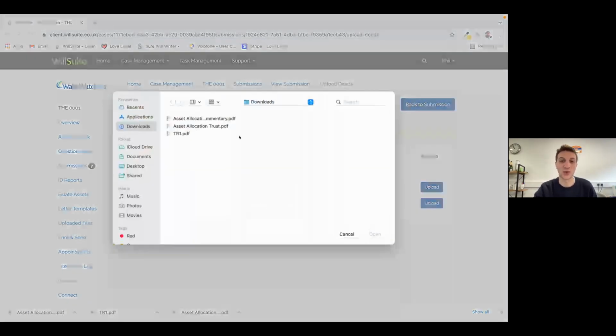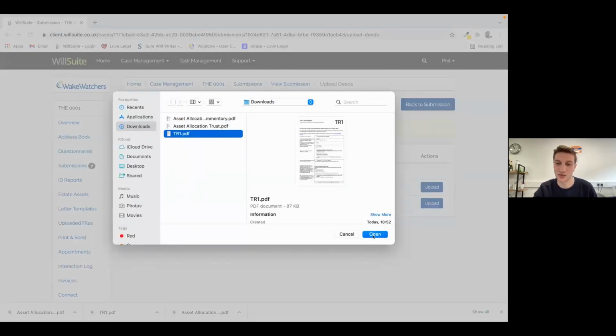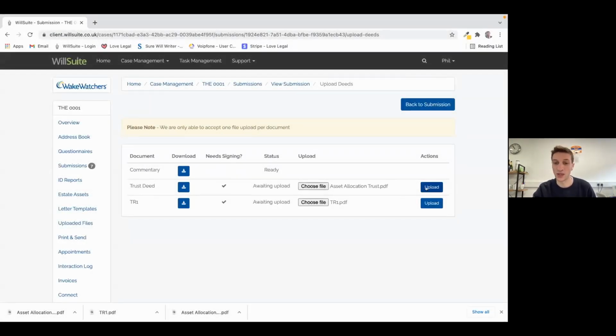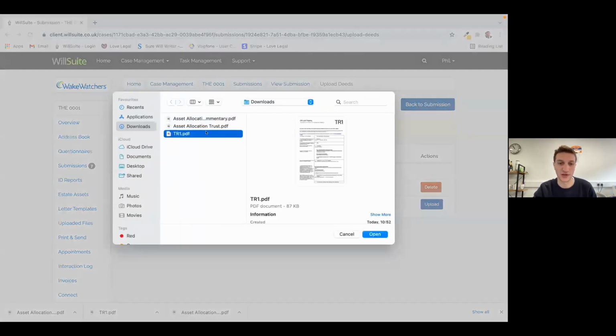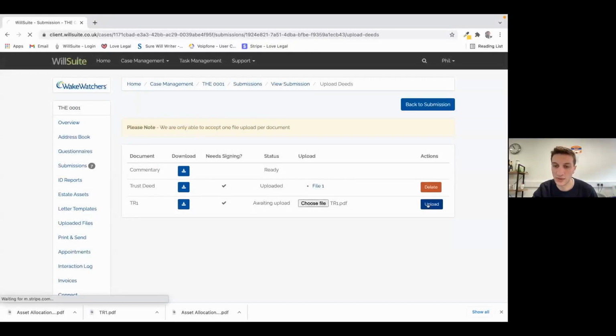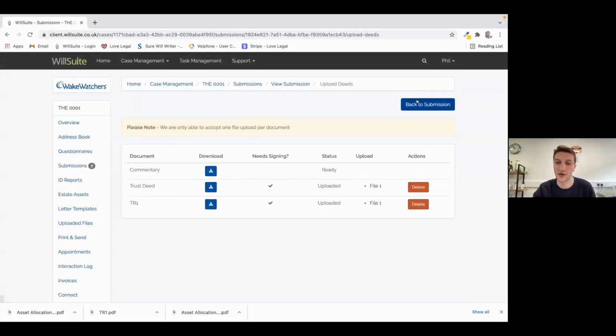And then we've got the TR1 as well, so we can select the TR1 as well. And we just click confirm and confirm. Sorry, I think I didn't click upload there. There we are. Uploaded. We've uploaded both files as requested.